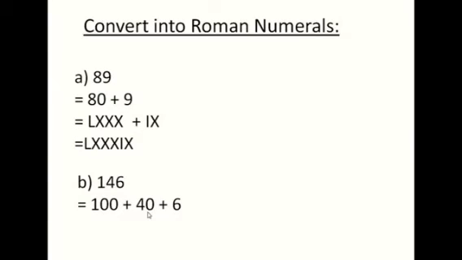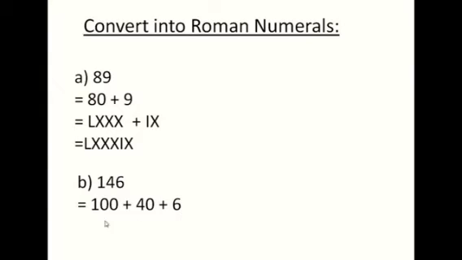If you can remember directly, that is fine. If you cannot remember, then you have to work it out. So 40 means we have to express it as 50 minus 10. The symbol of 50, you know, 50 is L and 10 is X. So X will go which side? Left of L. So XL.